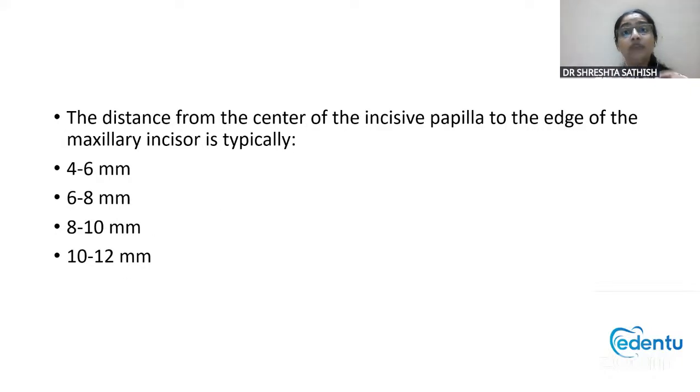The distance from your central incisor to the center is going to be 8 to 10 millimeters. If they ask you the distance from the maxillary incisor to the incisive papilla, you can mention 6 to 8, because from the maxillary incisor to the beginning of the incisive papilla is 6 to 8 millimeters, and to the center of the incisive papilla is 8 to 10 millimeters. So please read the question carefully before you answer.